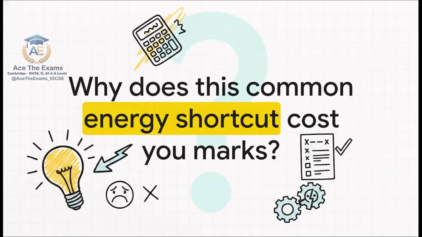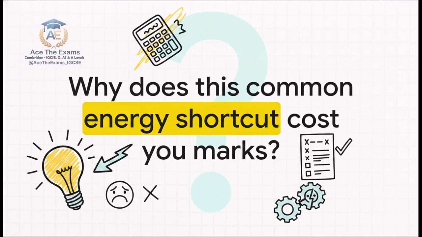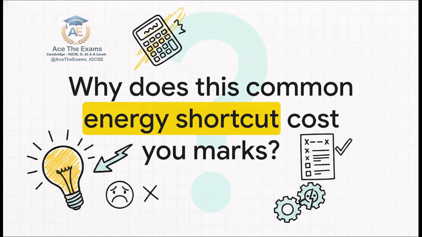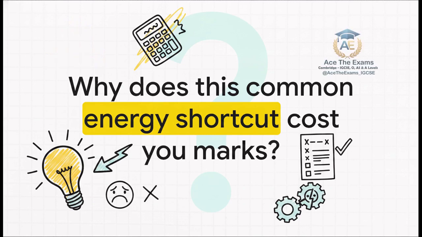Have you ever walked out of a Cambridge IGCSE physics exam feeling like you totally crushed the paper, only to get your results back and realize you missed the next grade boundary by like 2 marks? It is incredibly frustrating. And I'll tell you a secret, 9 times out of 10, it's not because you didn't understand the complex physics. No, it's because of simple, entirely preventable errors in your energy and efficiency answers.